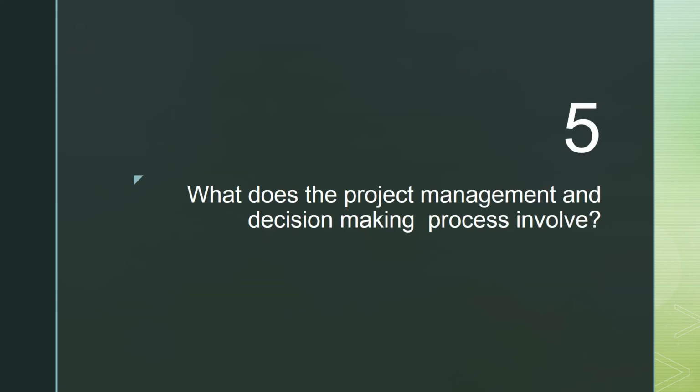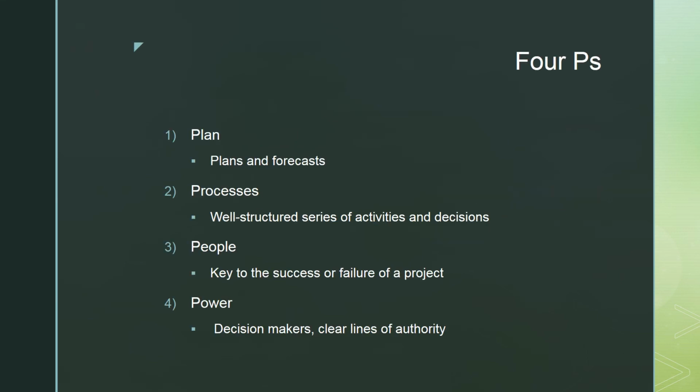Now, let's move on to the fifth and last thing we set out to do. We wanted to know, what does the project management and decision-making process involve? Now, it is important to remember that there are 4 P's of project management. The first P is plan. Now, under planning, or under the plan, you have the plans for the project.